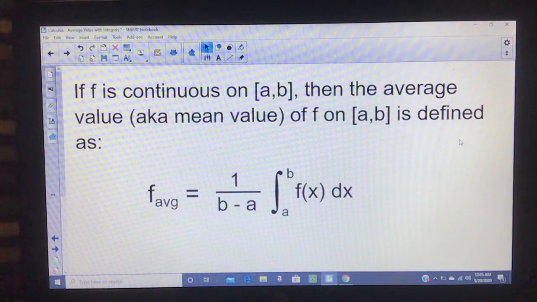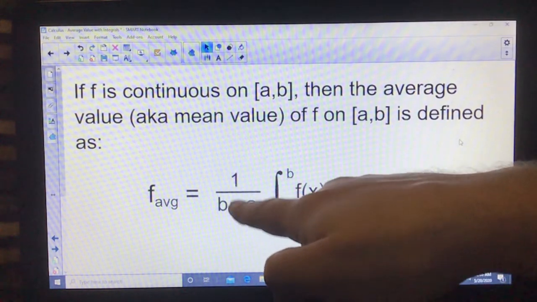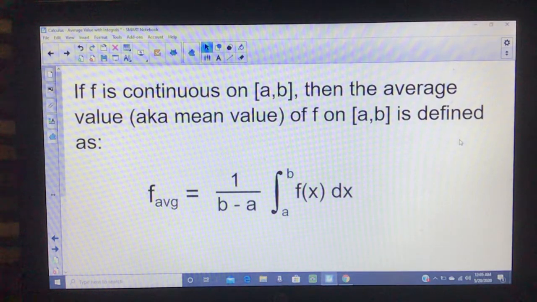All right. So this formula, a lot of times it can be calculated by hand, but most of the time you can just throw this into a calculator, right? If you just know the format, how to set it up, you're going to integrate your function and then just put this division out here, or this multiplication by the reciprocal.